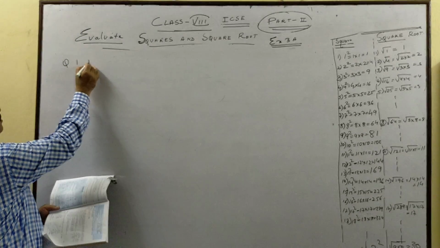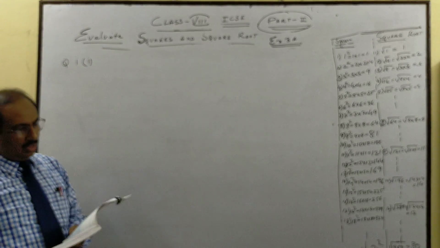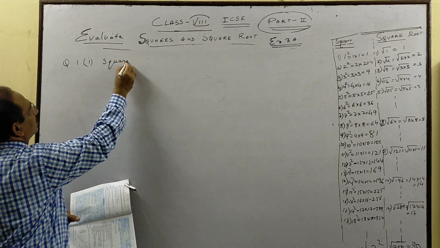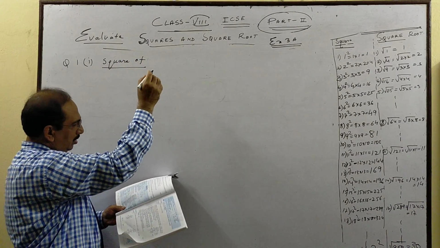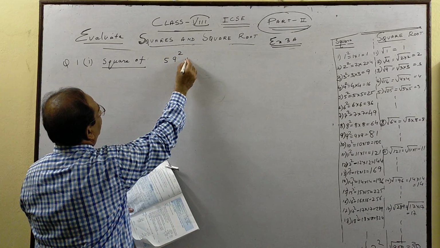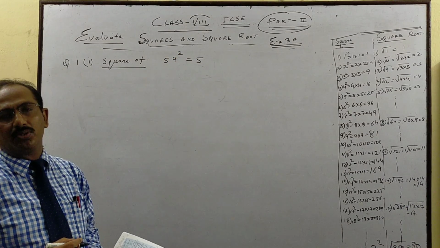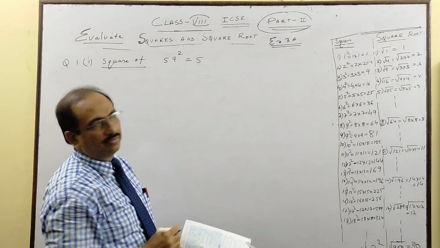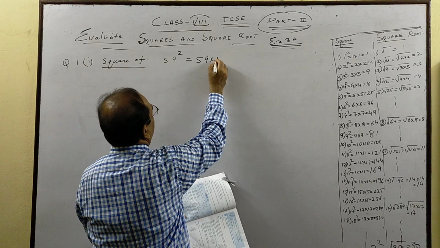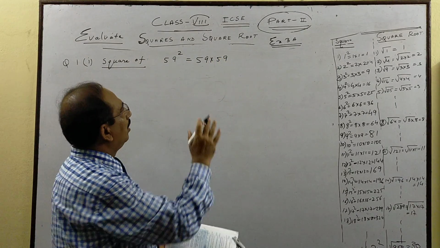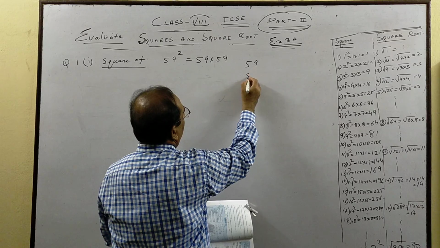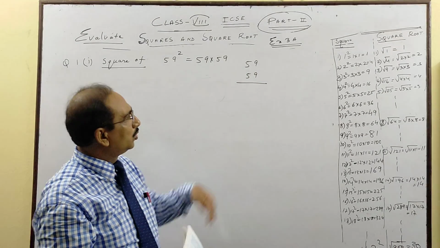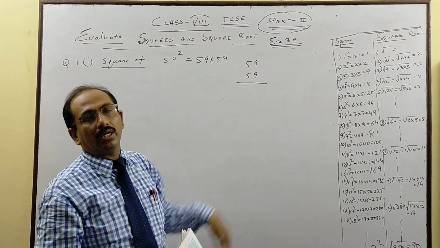So if you see question 1, part 1 of exercise 3A, we have to find the square of 59. So write 59 square, which, as I told you in my previous part, is a number multiplied with itself. So let us multiply 59 with 59. You should show the multiplication in the main body because this is what we are finding. You should not do it in the rough.